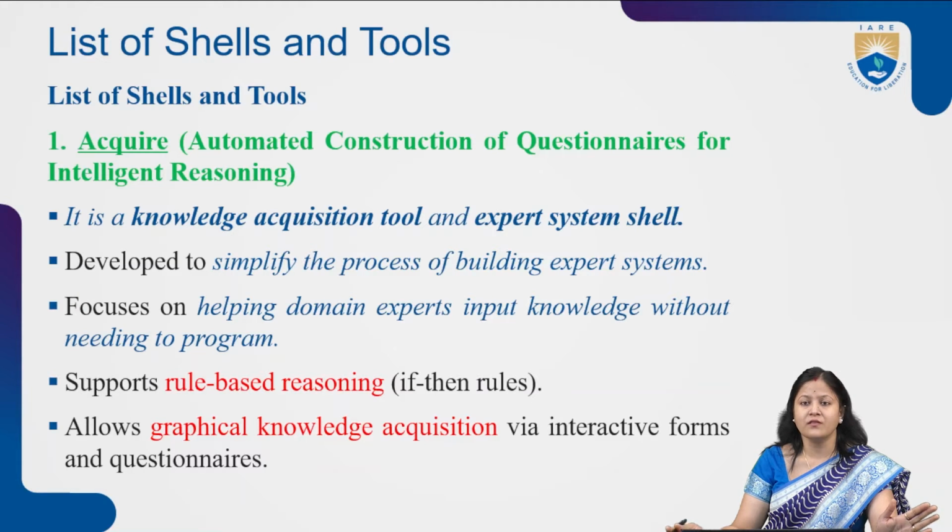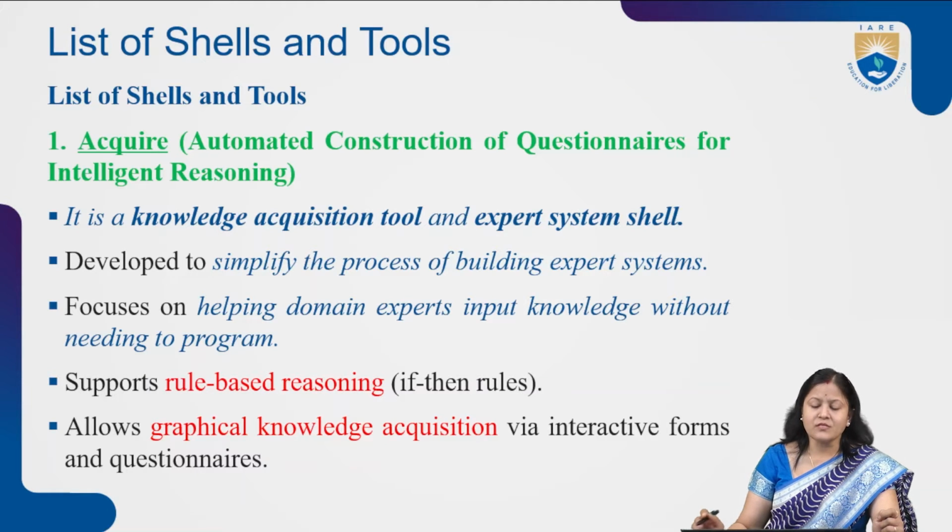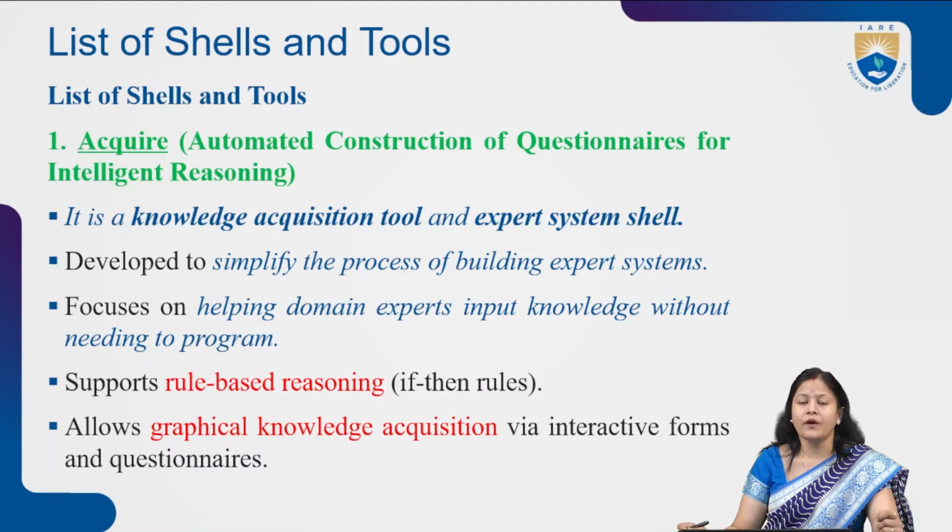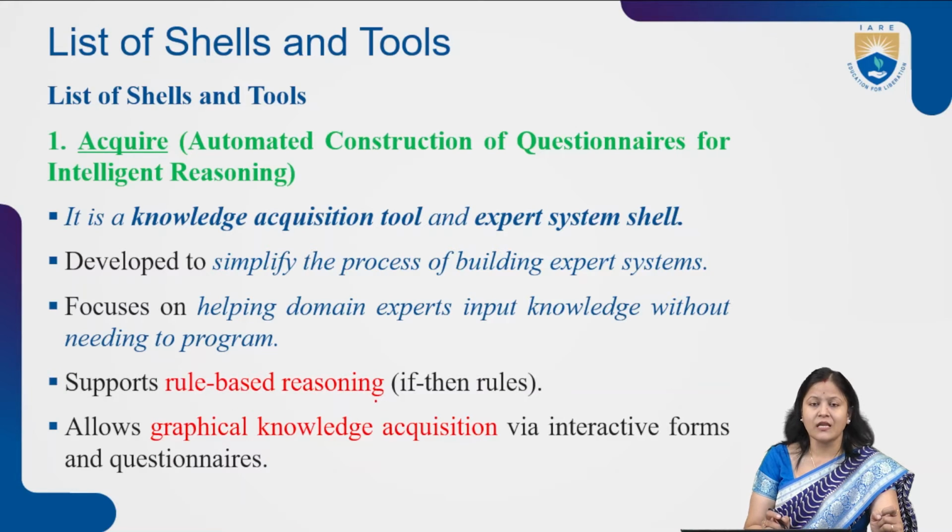It cannot perform any other thing, but it is also considered an expert system cell. It is like an environment where the complete system can be built. It is developed to simplify the process of building the expert system. It focuses on helping the domain experts input knowledge without needing to program. It supports rule-based reasoning, because knowledge can be acquired in the form of rules, so if-else rules can be applied. It also allows graphical knowledge acquisition via interactive forms and questionnaires.